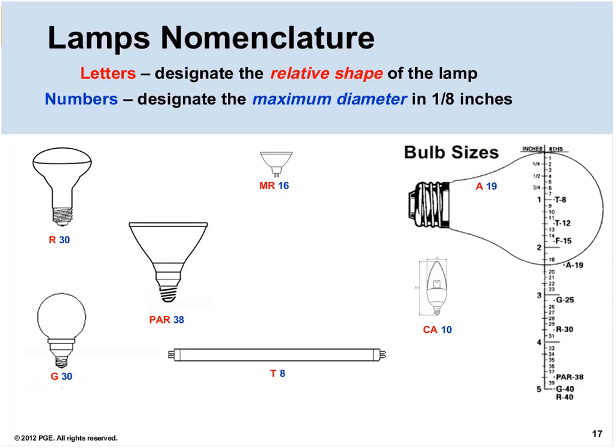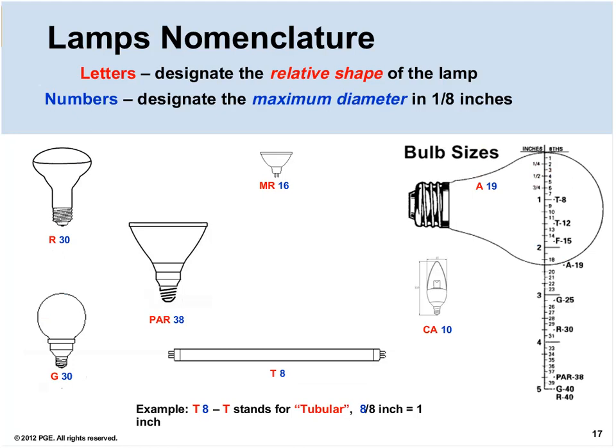Now, real quickly, we'll just go over some lighting terms that will help us describe lamps. Number one is that lamps have a letter that designates the relative shape of the lamp, and there's also a number that designates the maximum diameter in eighths of an inch. So an example here at the bottom, the familiar T8, the T stands for tubular, and the 8 stands for 8/8 of an inch.